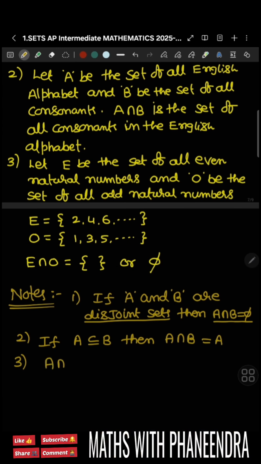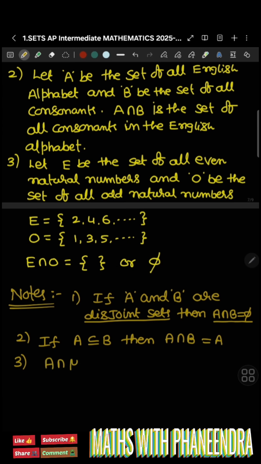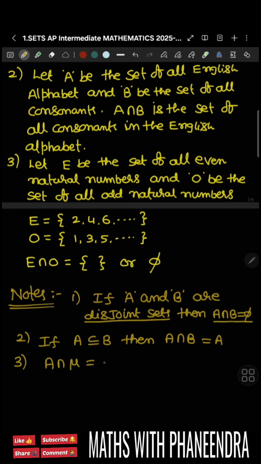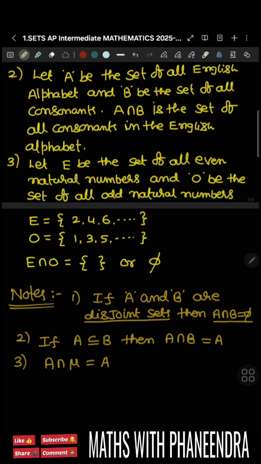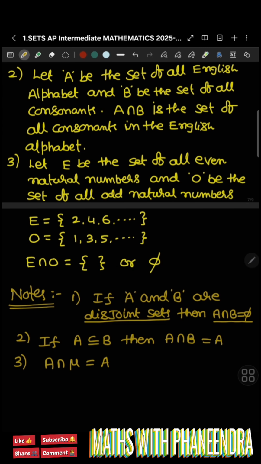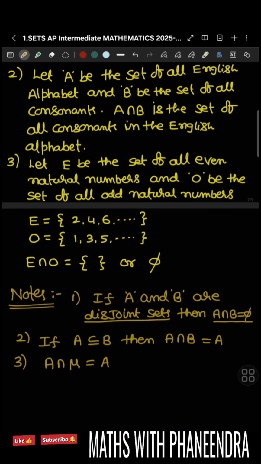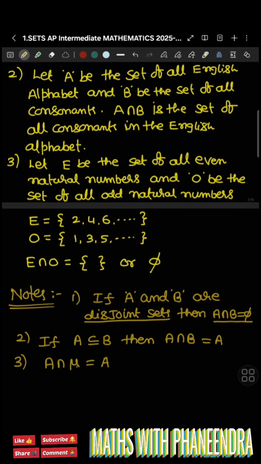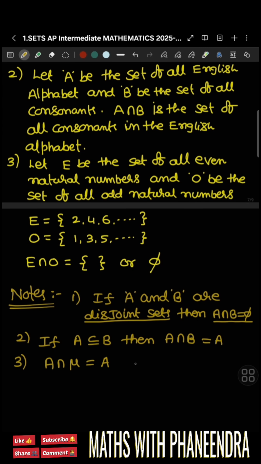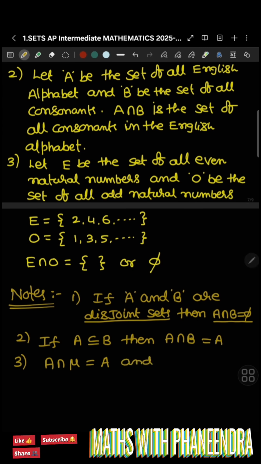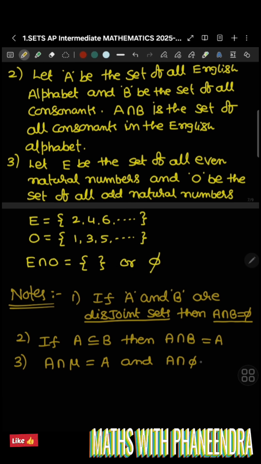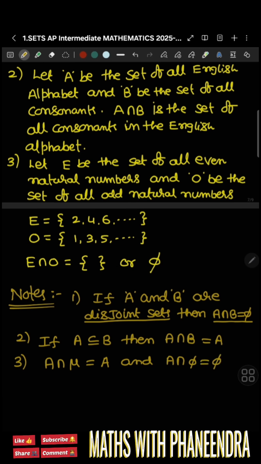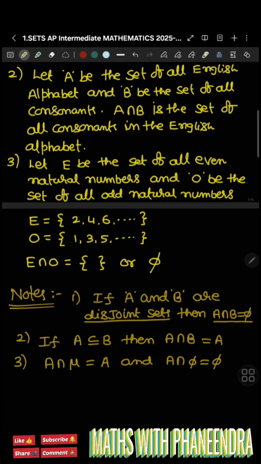A intersection universal set is equal to A. Why? Because universal set is superset of A. A is a non-empty set in that universal set. So A intersection universal set equal to A. And also A intersection null set is equal to null set. For every set, null set is common set.